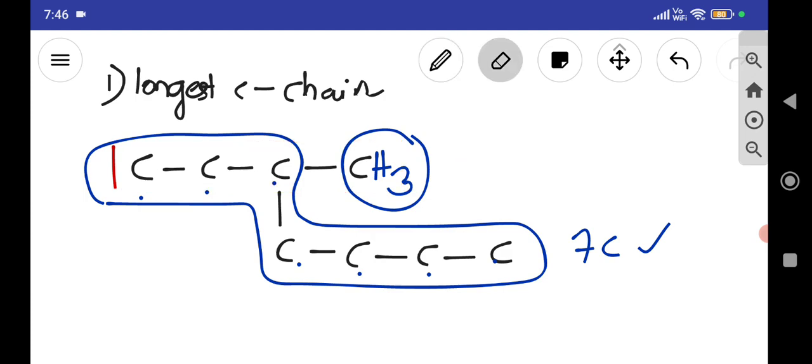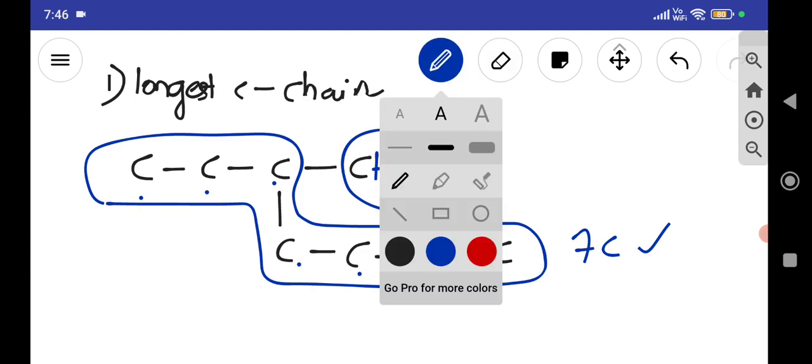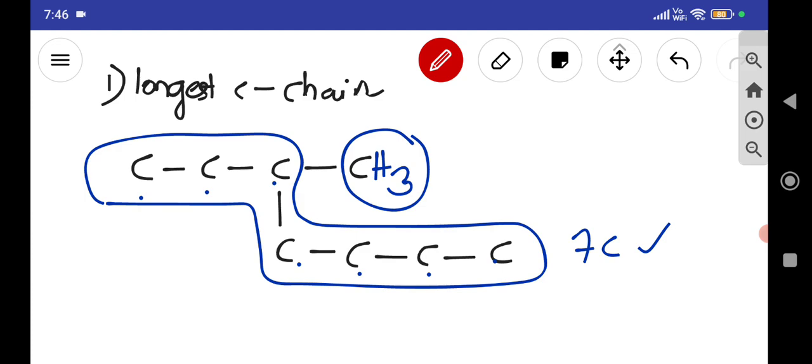So how to write the name for this? Once again you count the number of carbons. The number of carbons here are 7. So the root word is hept. Carbons have single bonds between them, so therefore primary suffix is ane, hence we will write it as heptane.